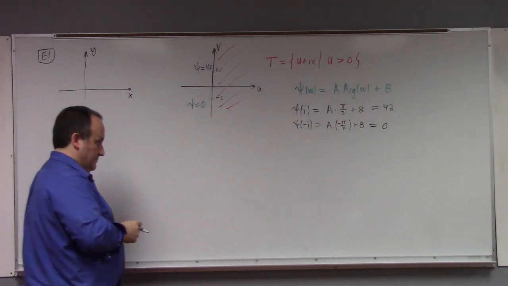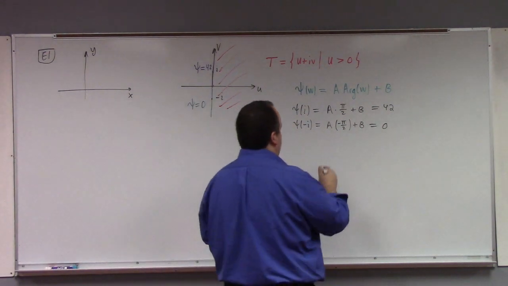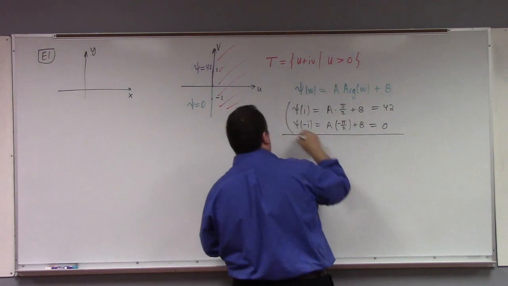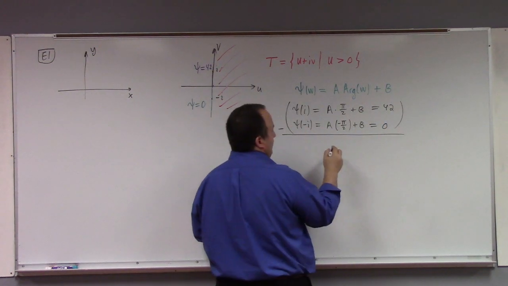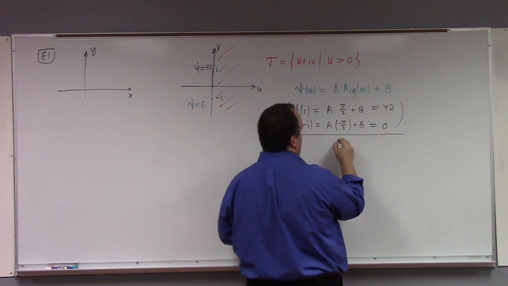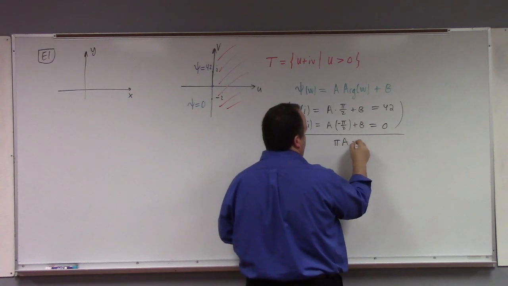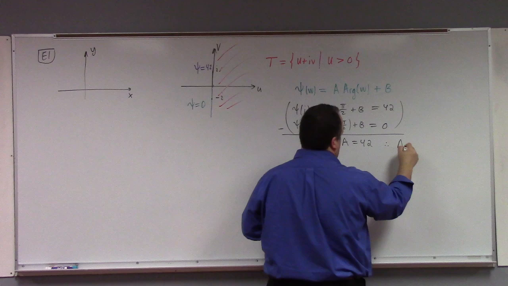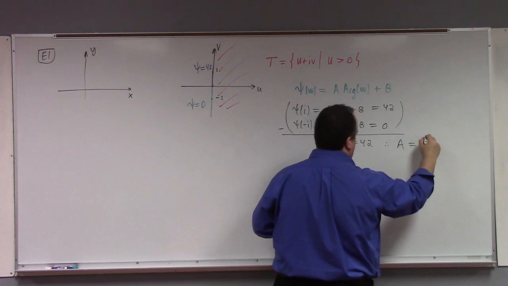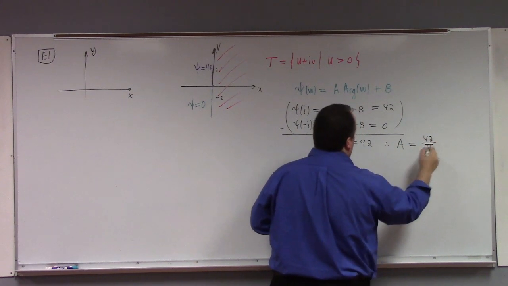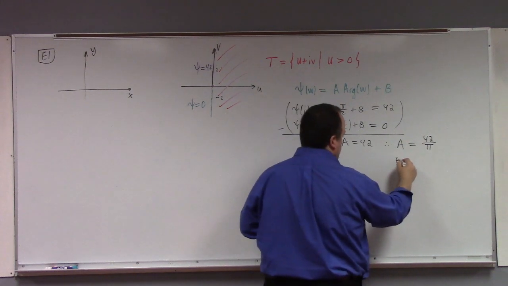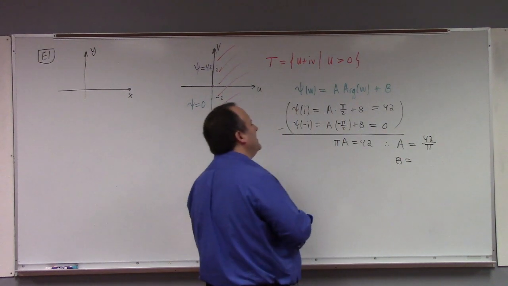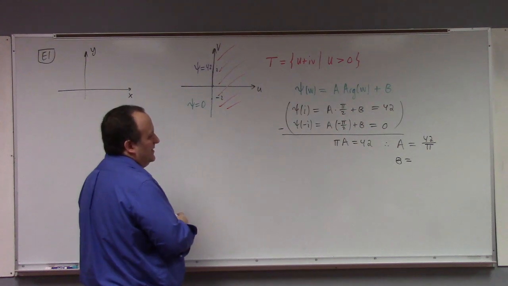So subtract these equations. What do you got? We've got ourselves pi times a equals 42. Therefore, a is apparently 42 over pi. And that makes b equal to what? A times pi over 2, right?